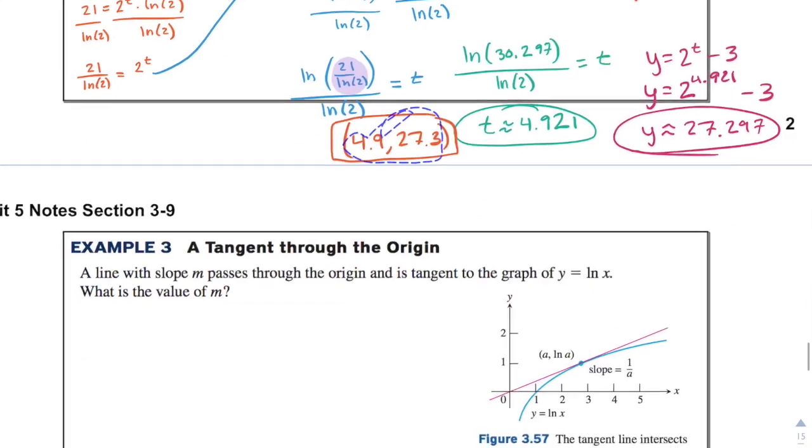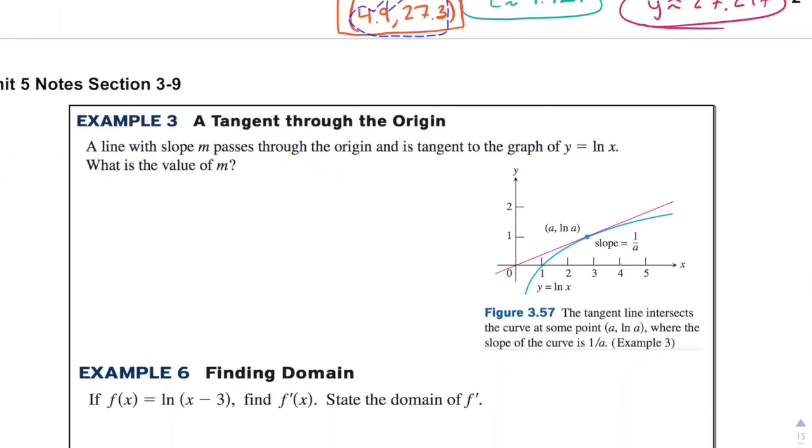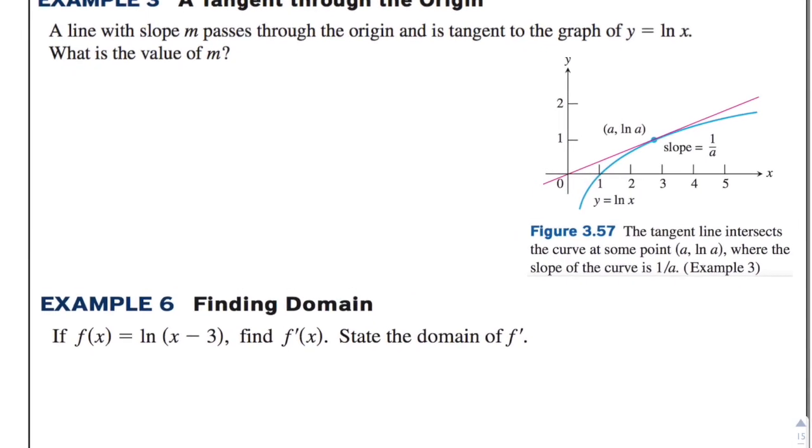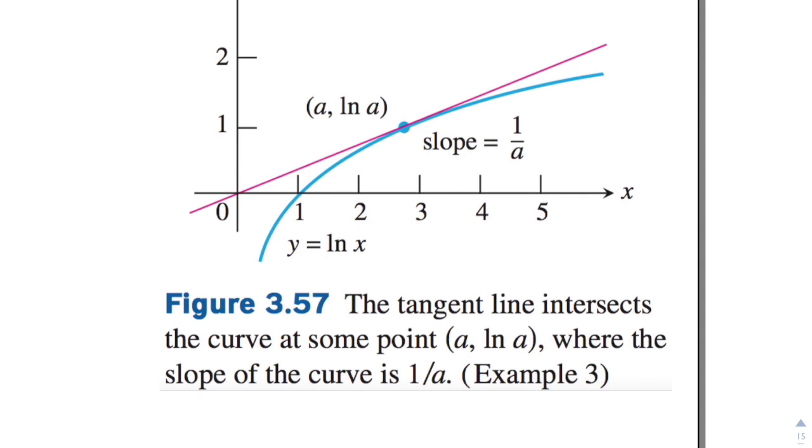Okay, example 3. This one, students struggle with a little bit, and then all of a sudden it clicks, and they go, oh, I get what I'm doing. There is not much that's known about this question at all, other than the fact that we have y equals ln of x. That's what's in blue right here. We also have a line. I don't know the equation of that line. All I know is that it goes through the origin. I know that it's y equals mx plus b, the b being 0, but that's about all I know.